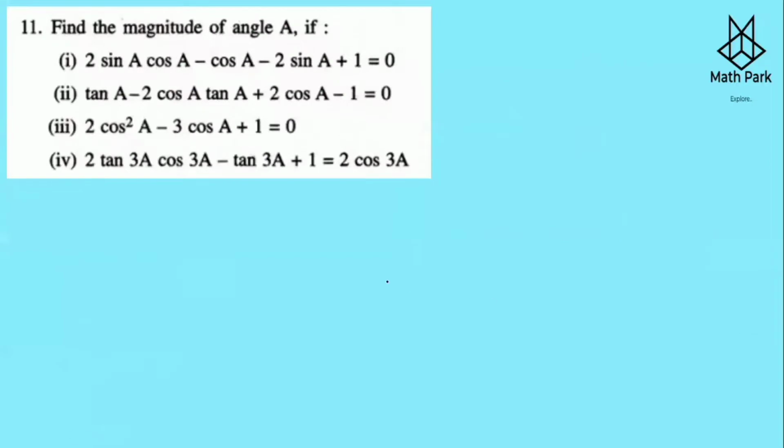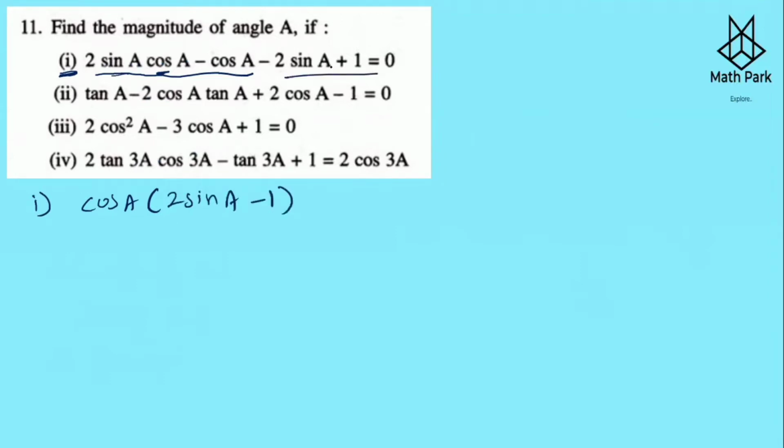Move into question 11. Find the magnitude of angle A if these are the given conditions. Now this is where we need to do the factorization. So it is easy, children. Observe it carefully. So you have sine A here, you have 1 here. So we will be now factorizing this. From these two terms, we can have cos A common. If we take cos A common from this term, only 2 sin A is left. So 2 sin A, and this cos A has gone out, so minus 1.